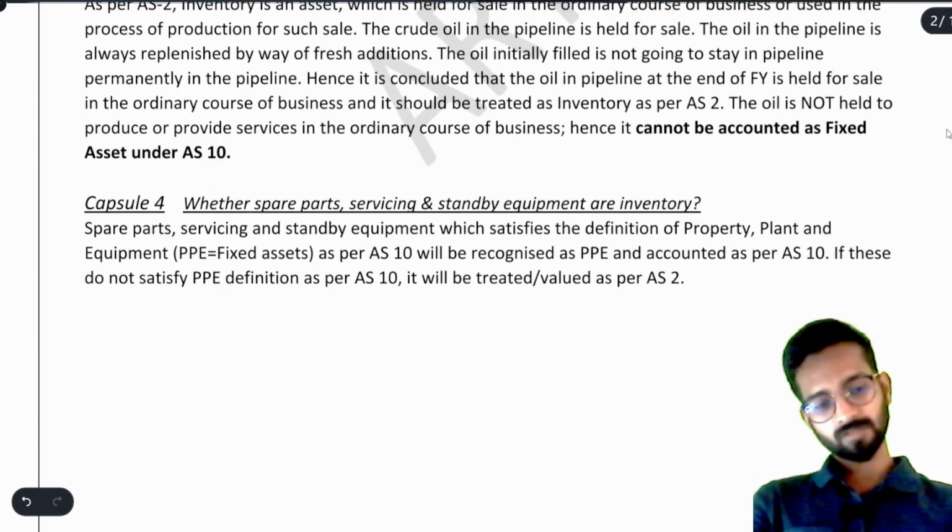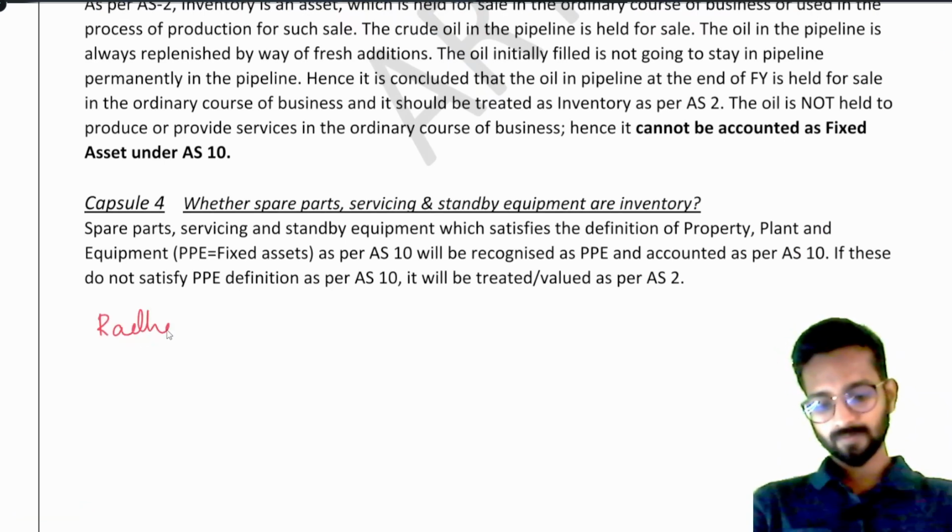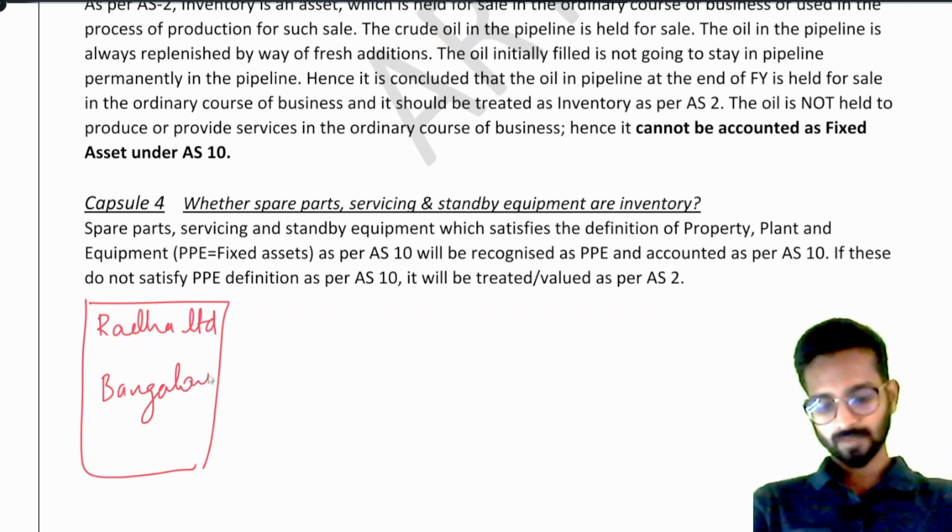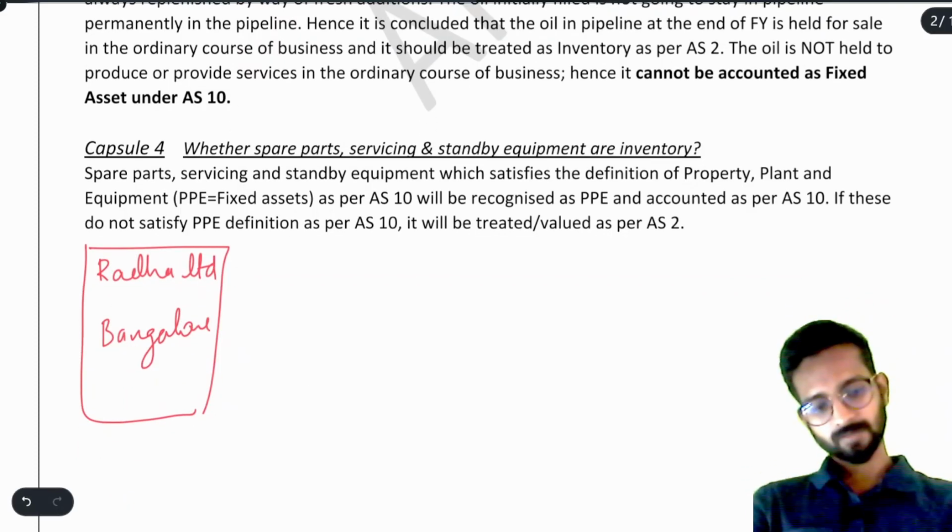First, I'll tell you what is the story. See, suppose here is some Radha Limited in say Bangalore. Okay, and from Radha Limited there is some underground pipeline.